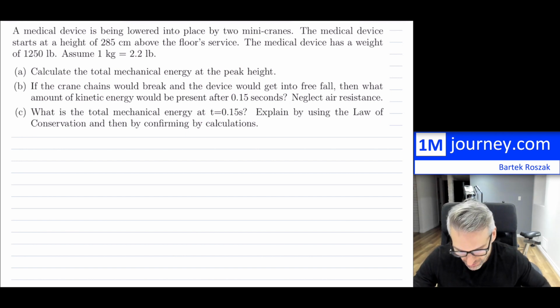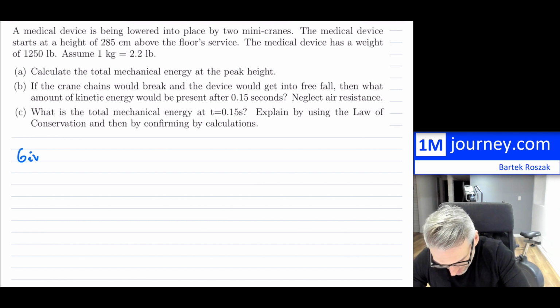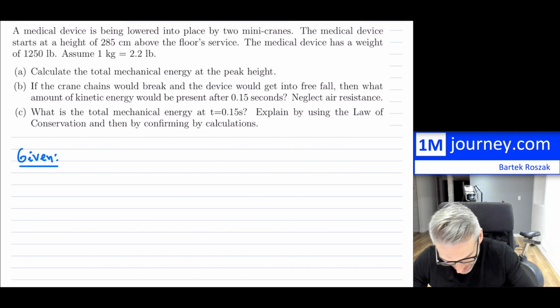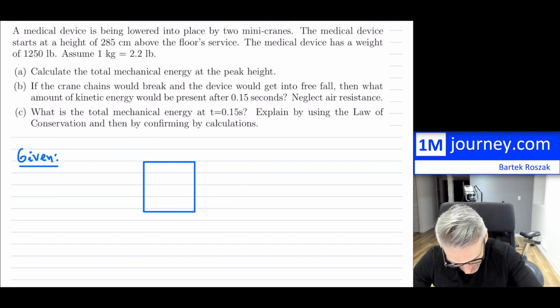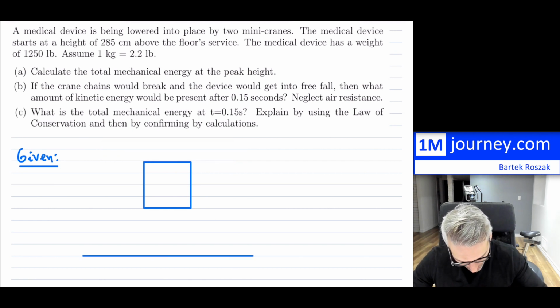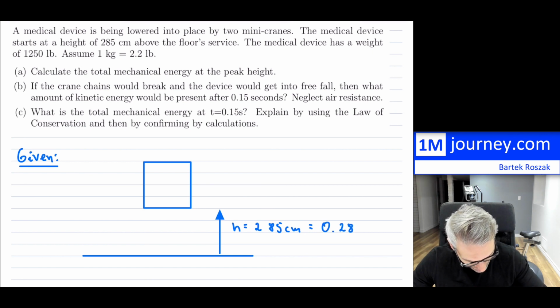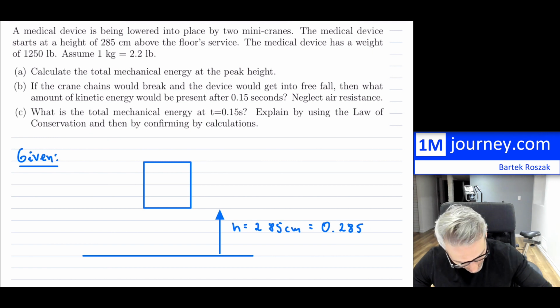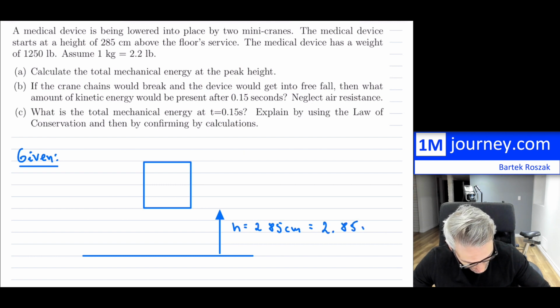All right, so what do we have? Let's write down the given pieces of information. We have some kind of a medical device. I'll just draw it as a box, which is the most convenient. Let's imagine here we have the floor. It's telling us this is the height, which is 285 centimeters. I'm going to change that back into metric standard, which is going to be 2.85 meters.